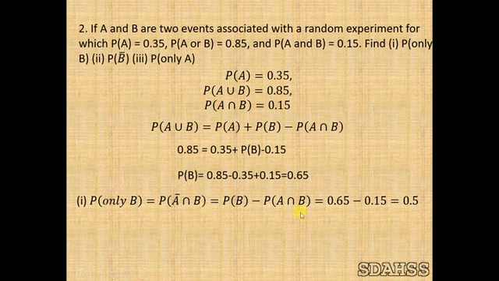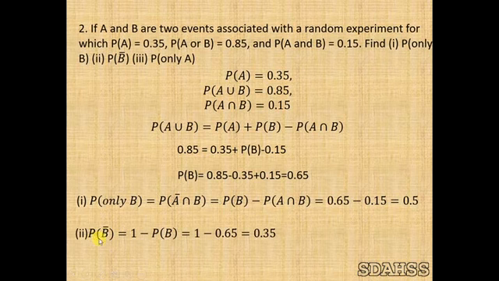P of B minus P of A intersection B, which is equal to 0.65 minus 0.15, which gives 0.5. P of B bar means 1 minus P of B, which is equal to 1 minus 0.65. 1 minus 0.65 means 0.35.